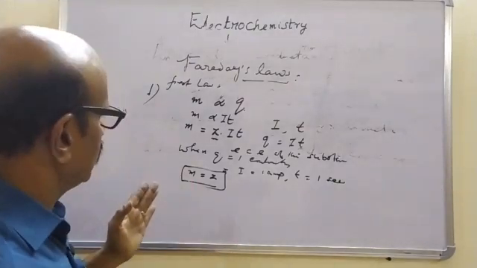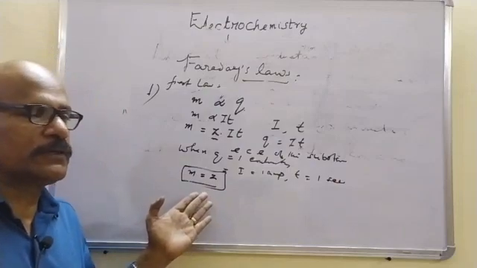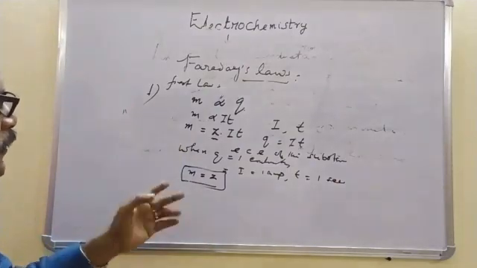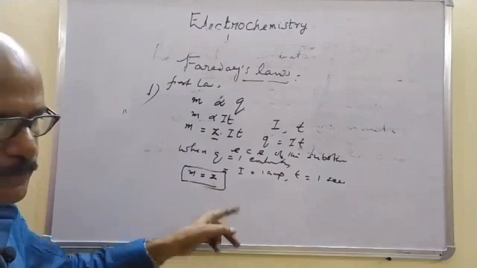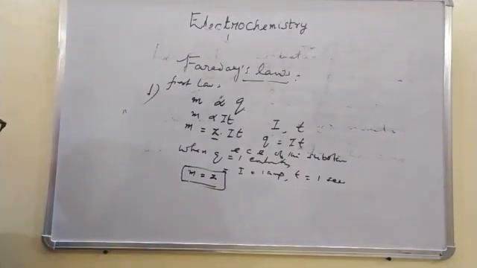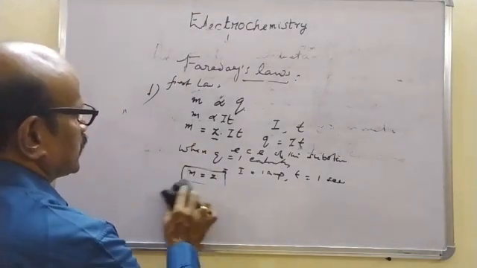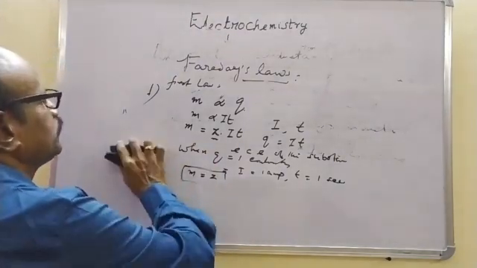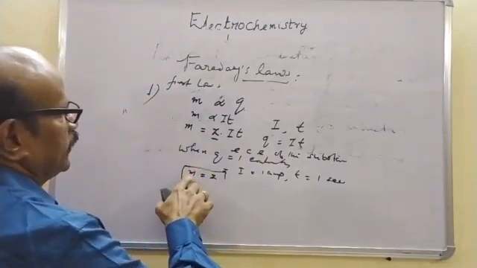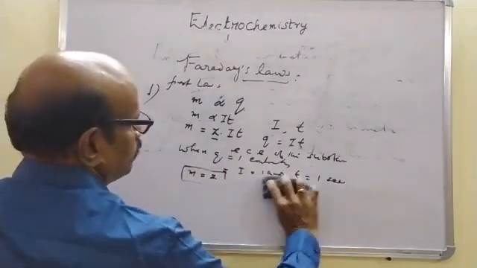So remember, the constant that we arrive at from Faraday's first law is Z, the electrochemical equivalent, which is usually a very small quantity, of the order of 0.000 something. So it is characteristic of the substance. That is defined as M when Q is equal to 1 coulomb.